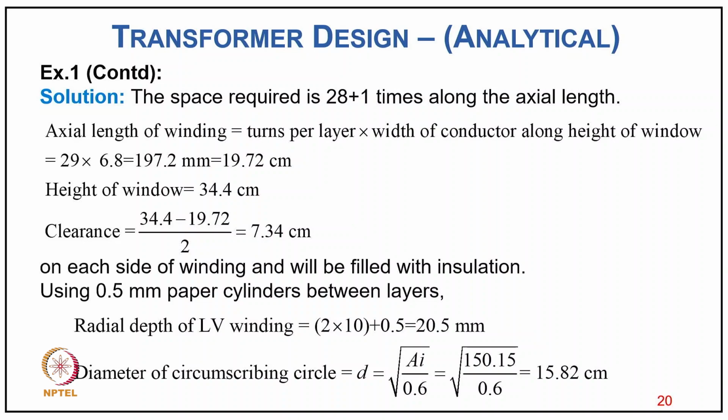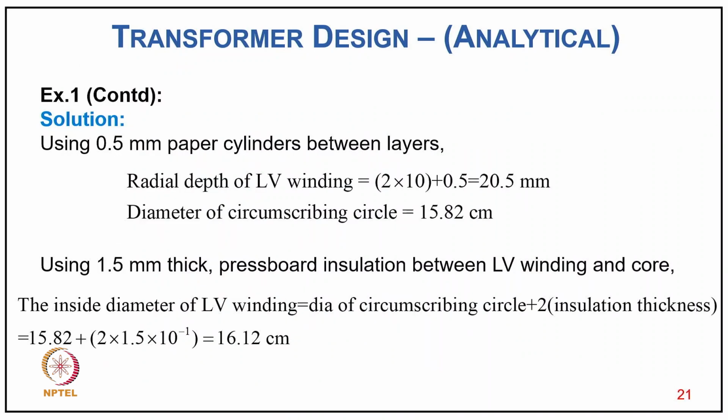So the height of the window is 34.4 centimeter. So the clearance is now 34.4 minus 19.72 divided by 2, so it comes 7.34 centimeter on each side of the window, and it will be filled with insulation. So using a 0.5 millimeter paper cylinder between layers, the radial depth of the LV winding is now 2 into 10 plus 0.5, so 20.5 millimeter, and the diameter of the circumscribing circle D equal to A upon 0.6, so it is 15.82 centimeter.